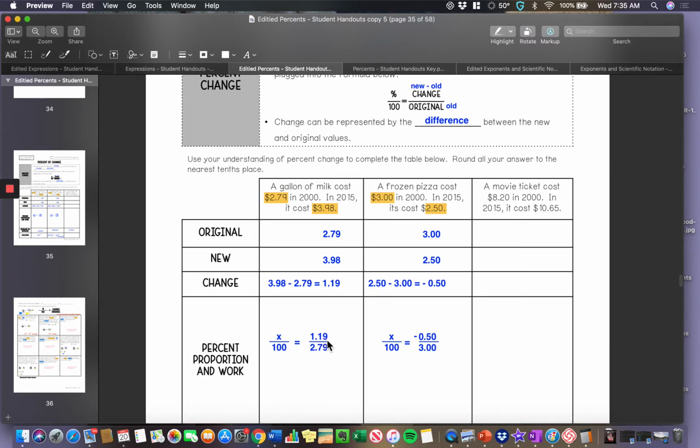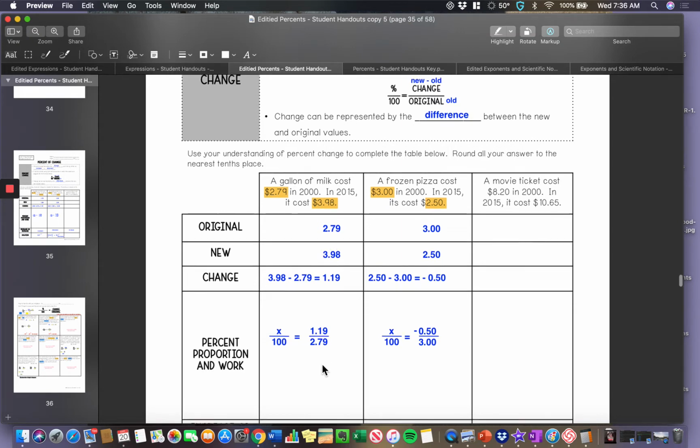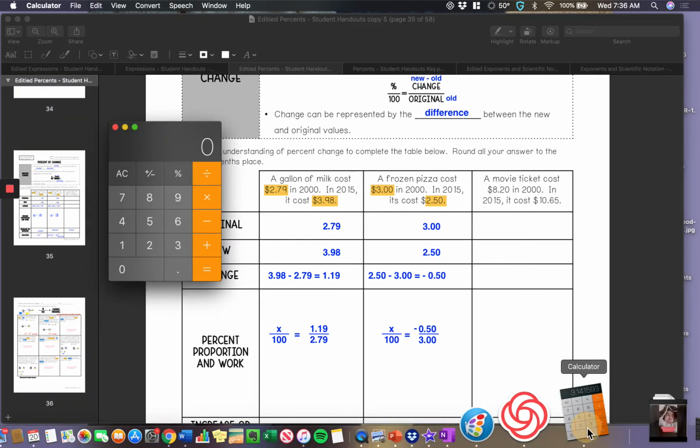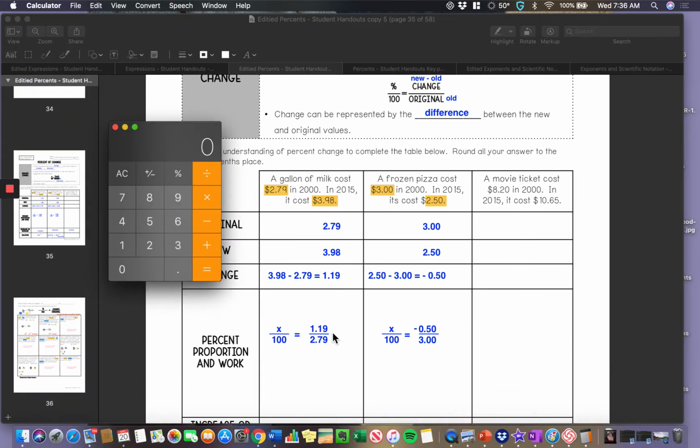So I'm going to be cross multiplying and dividing. And remember that the old amount or the original amount will be staying the same down here. Alright, so I'm going to be cross multiplying and dividing, which means I'm going to take $1.19 times 100, or it can go the other way, 100 times $1.19. So I'm going to do it that way, 100 times $1.19, and then divide it by the old, $2.79.